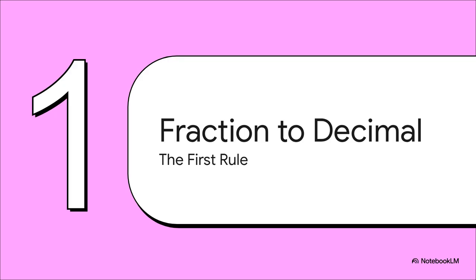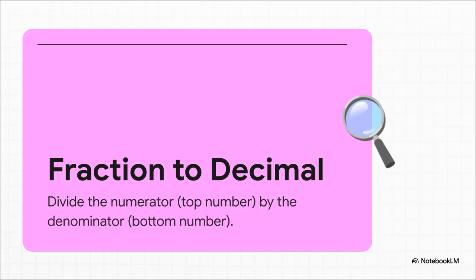All right, so let's start with our very first rule of translation. We're going to tackle turning a fraction into its decimal buddy. And trust me, it's probably way more straightforward than you think. Here it is, the secret key. It all comes down to division. You know that little line in the middle of a fraction? It's not just for decoration. It literally just means divide by.